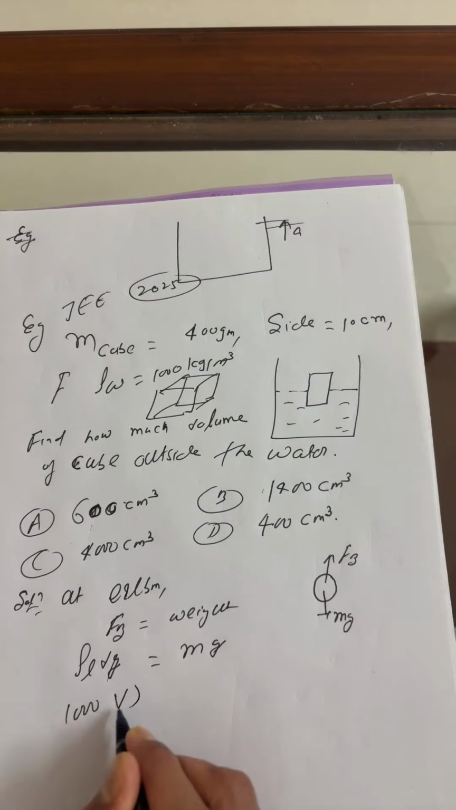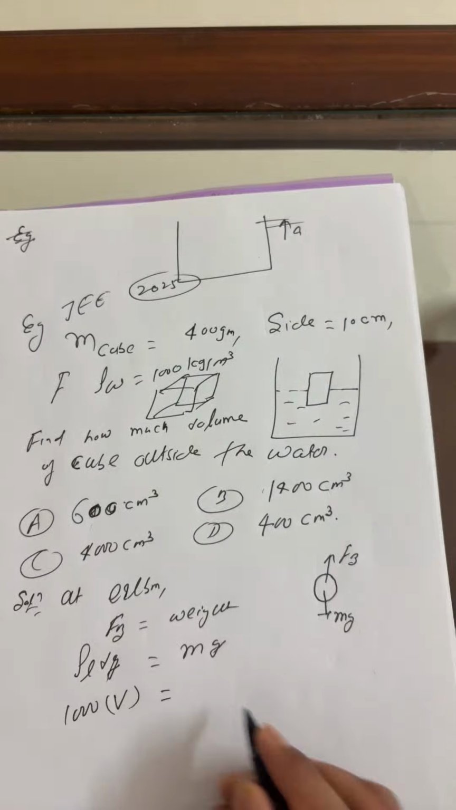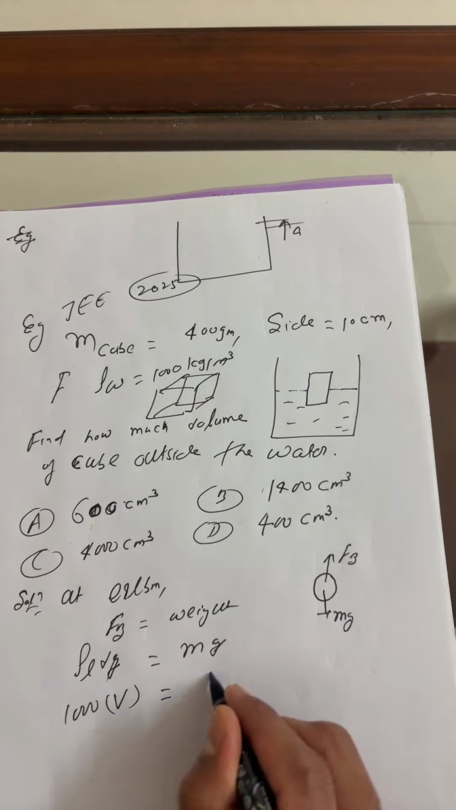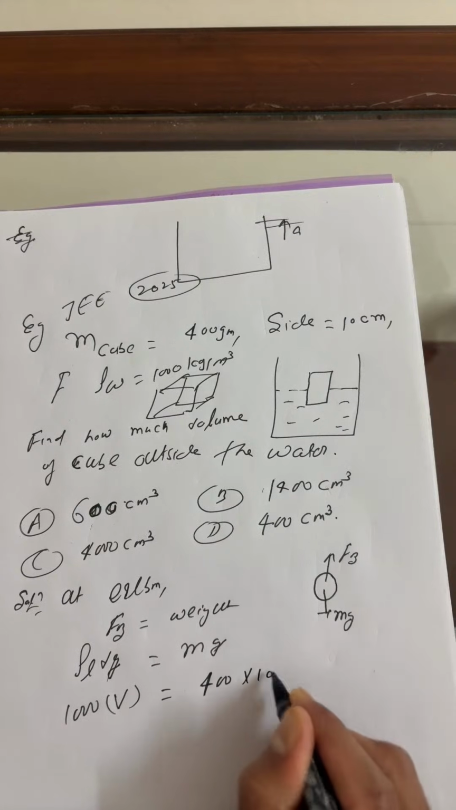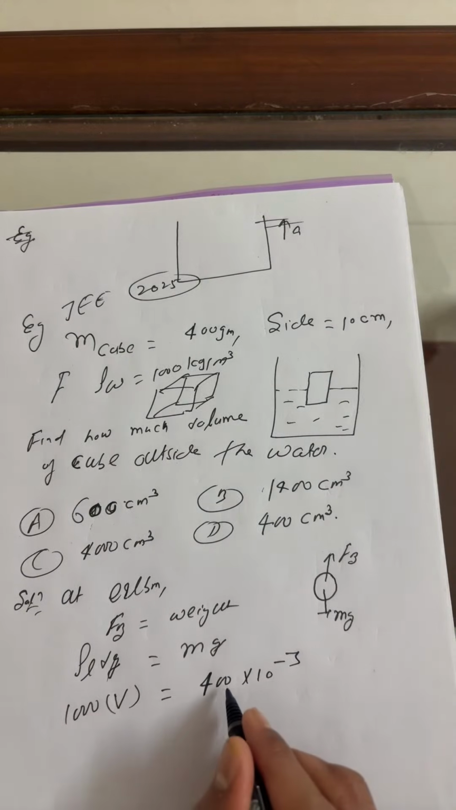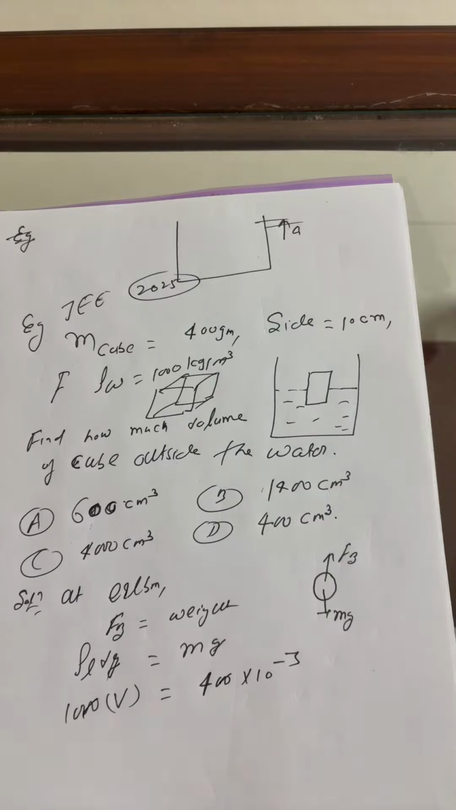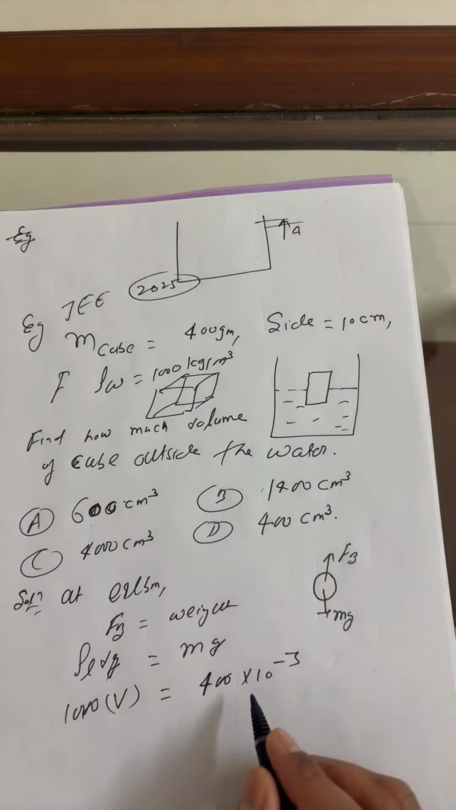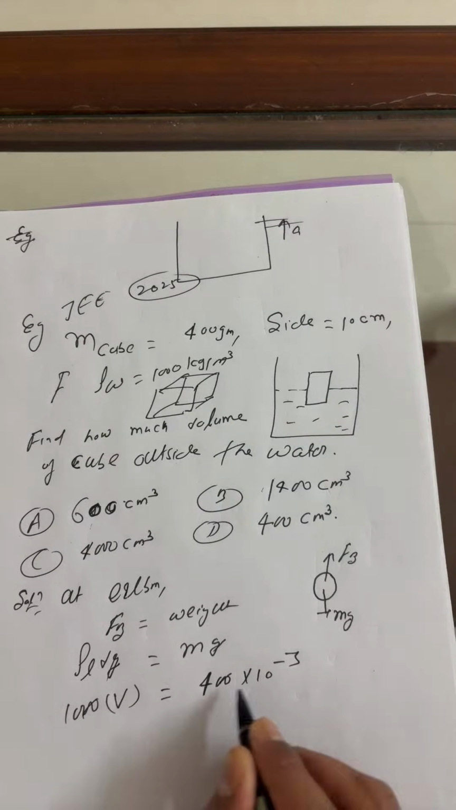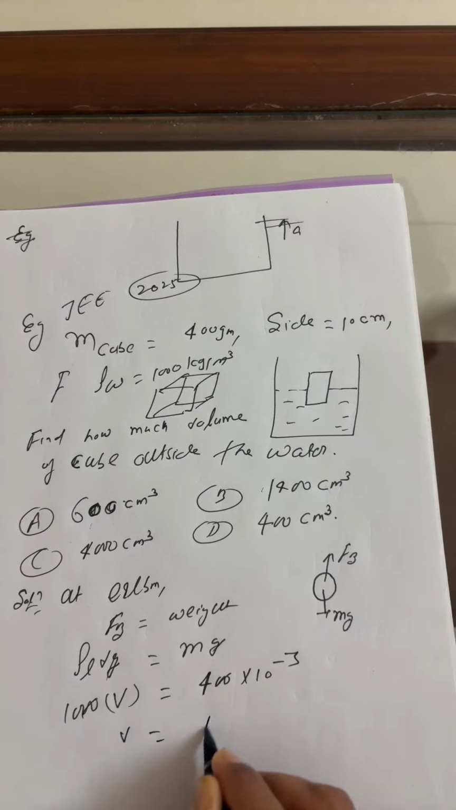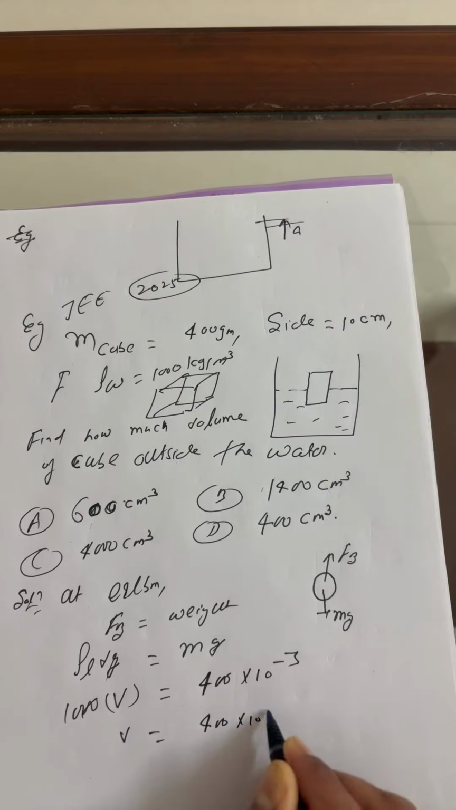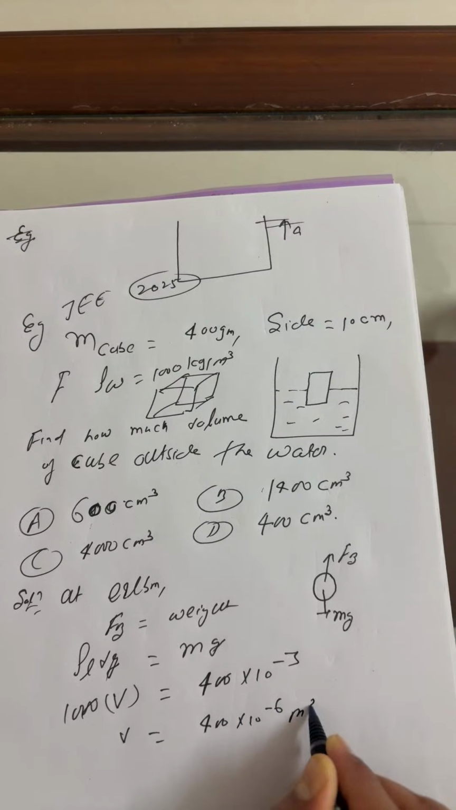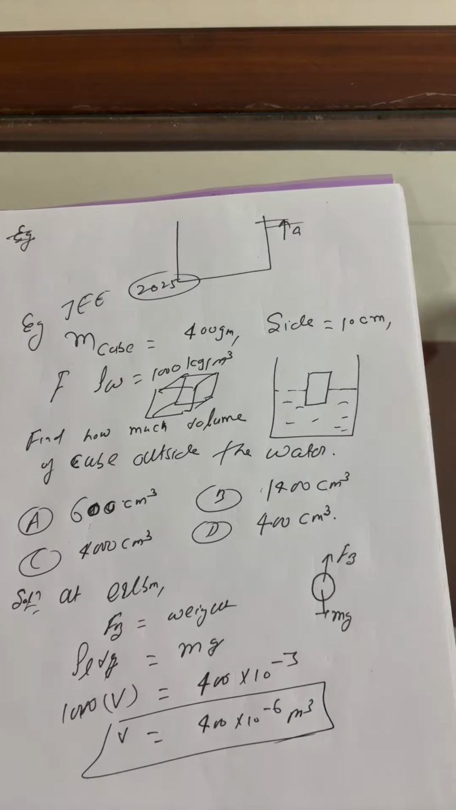V we wish to find here. Mass already mentioned here, that is 400 gram. So 400 into 10 to the power minus 3. You can say this cancels. Don't do cancellation, just leave it. You can write V equals 400 into 10 to the power minus 6 meter cube, which is the answer. Sir, I got 600 only.